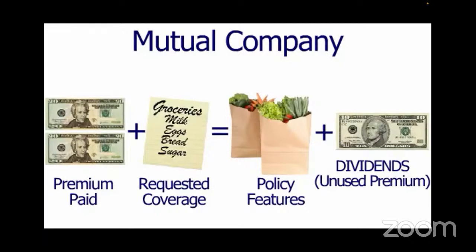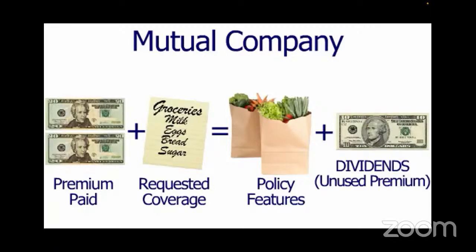I got you. So check this out. The mom gave the son $40 to get some groceries. So the $40 represents the premium paid. The groceries represent the requested coverage, which equals the policy features. That's the policy that they bought, all the groceries that they bought.